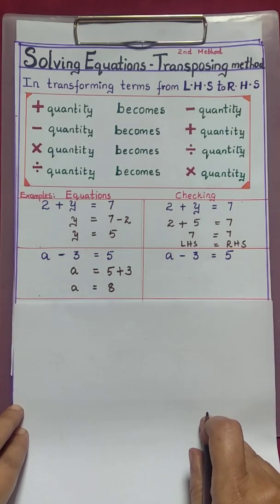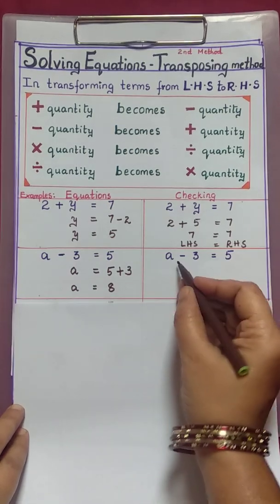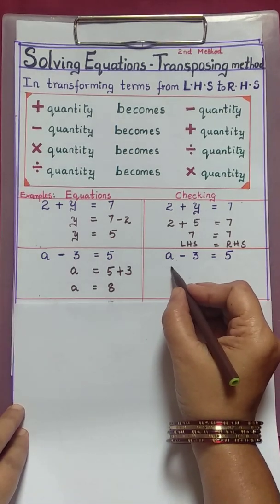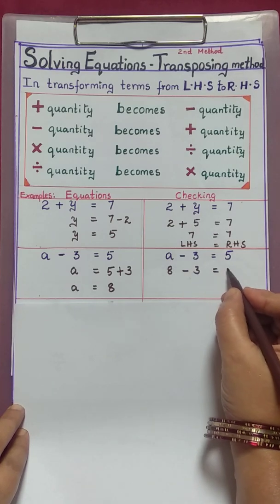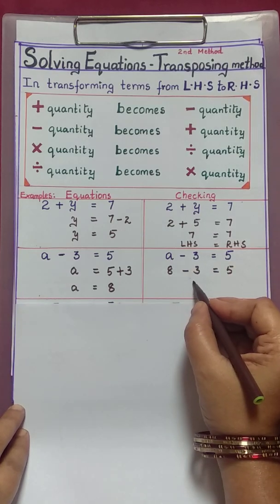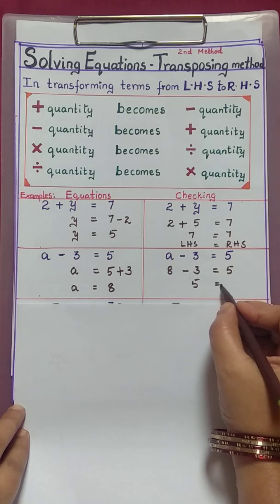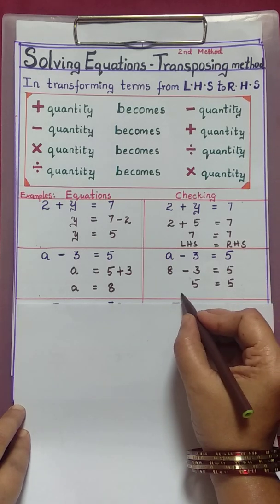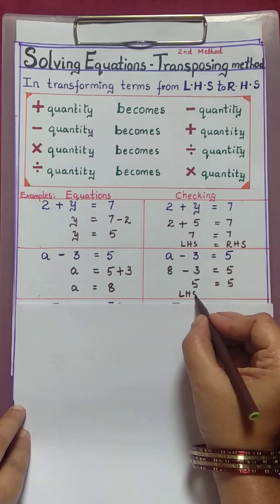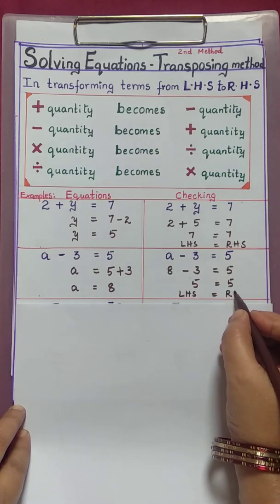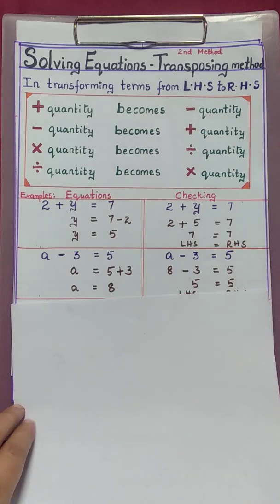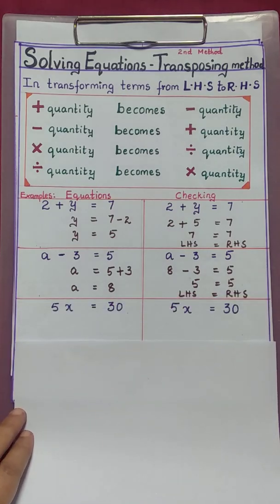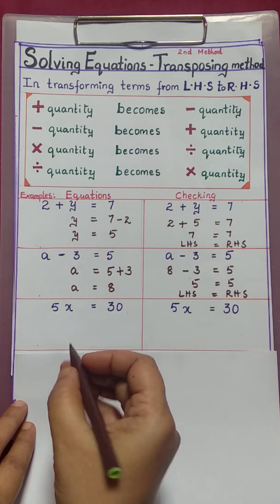Now let us check our solution by substituting 8 in place of a. So here 8 minus 3, which should be equal to 5. 8 minus 3 is 5, and 5 is equal to 5. It means LHS is equal to RHS. So here the value 8 satisfies the equation. Now let's move on to the next sum.